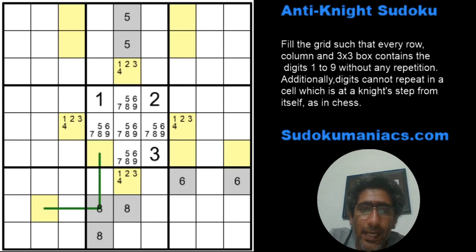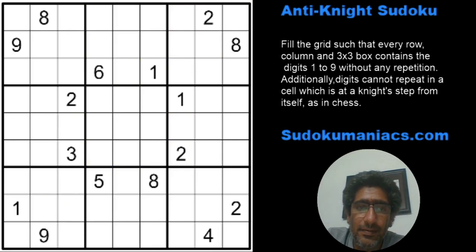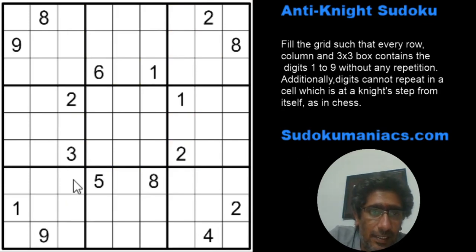Alright? So, having seen these, let's see how we can implement these when we are actually solving our Anti Knight Sudoku. So we have the grid. And just like I always say, we always start like a classic Sudoku. I have a 9 and a 9, so this has to be a 9. 8, 8. This is an 8.